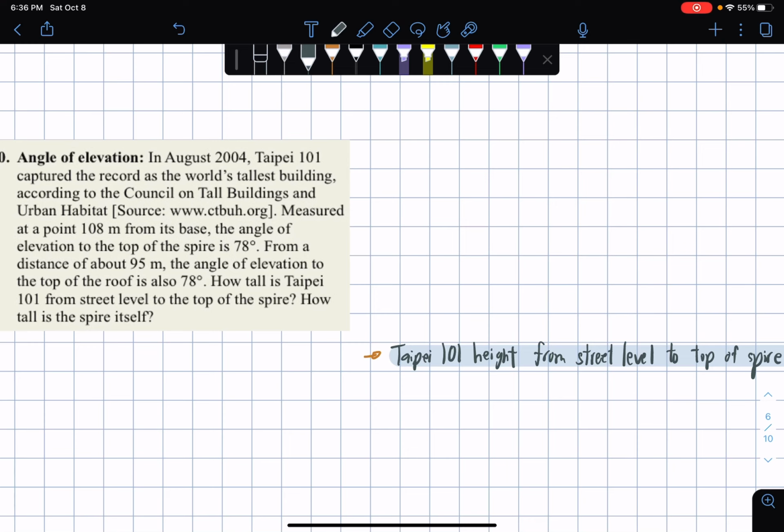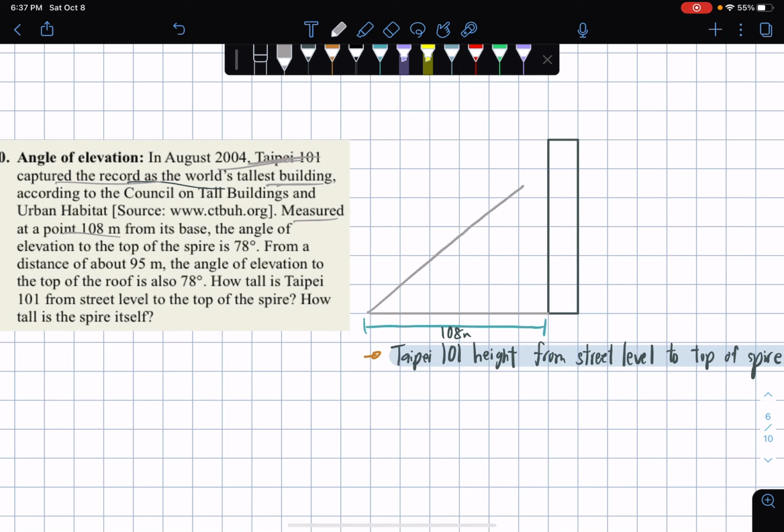In August 2004, Taipei 101 captured the record as the world's tallest building. So I'm starting to realize that Taipei 101 is a building. I'm not really familiar with these things outside of mathematics, but the first sentence already implies that Taipei 101 is a building. Measured at a point of 108 meters from its base. Okay, let's say this is a distance. This is the 108 meters from its base.